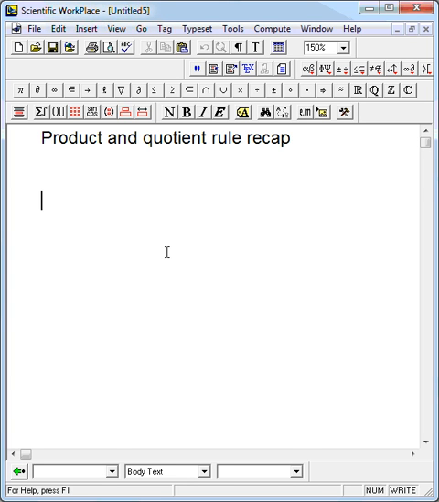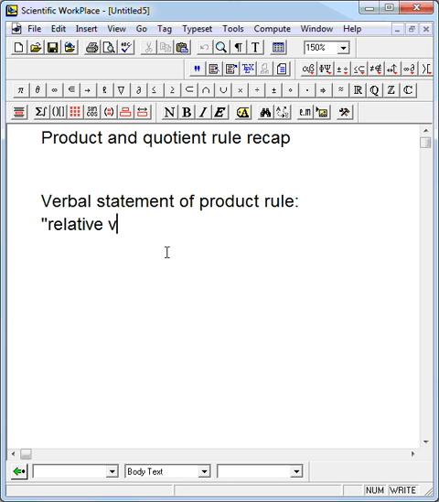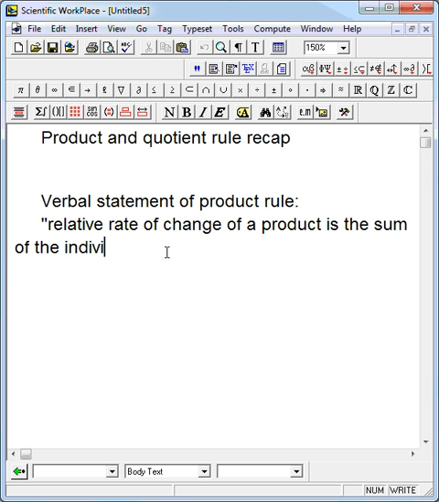Okay, let's see where we are on the product and the quotient rules. Let's look at the verbal statement of the product rule that we got first. It was that the relative rate of change of a product is the sum of the individual relative rates of change.